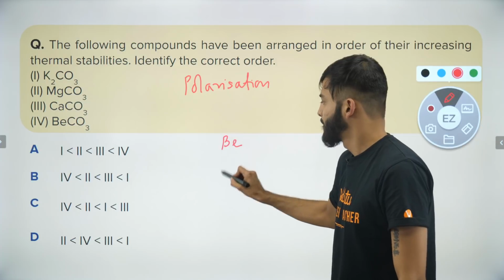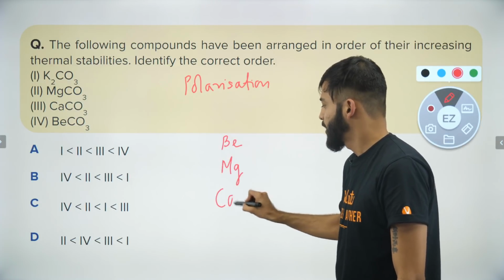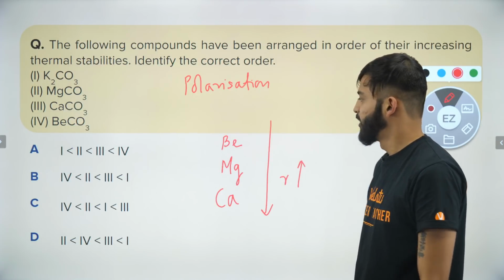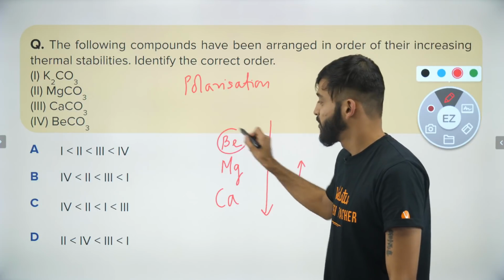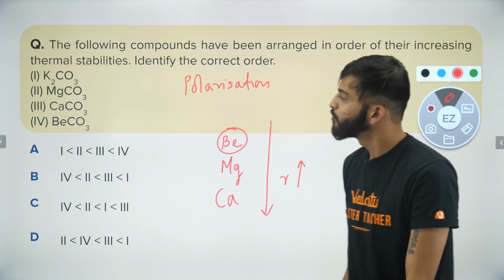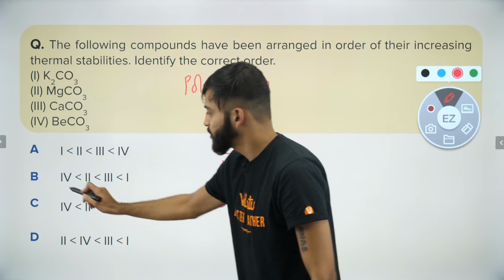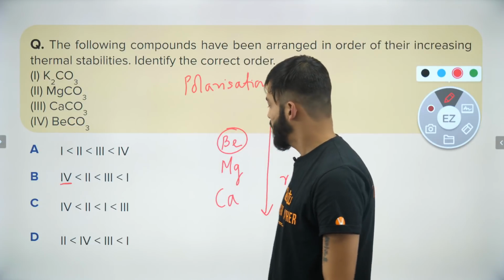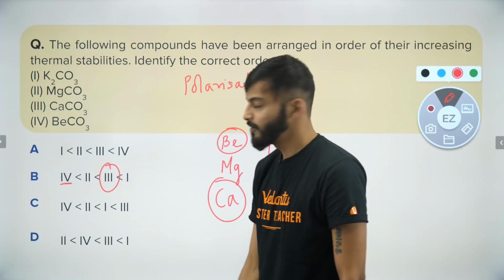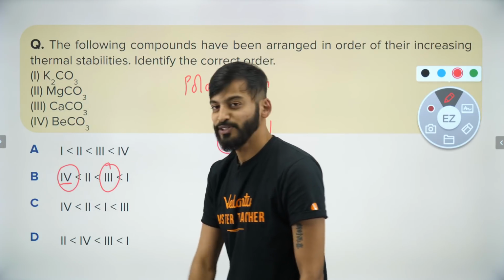Second group. As you move from top to bottom, you know, radius increases, right? So smallest radius will be for beryllium. It means it will have least thermal stability. So where is beryllium? Fourth. That means fourth should be the lowest, right? And in this calcium should be the maximum. Third one should be the maximum. Here it has come, right? Very nice. This is also established.